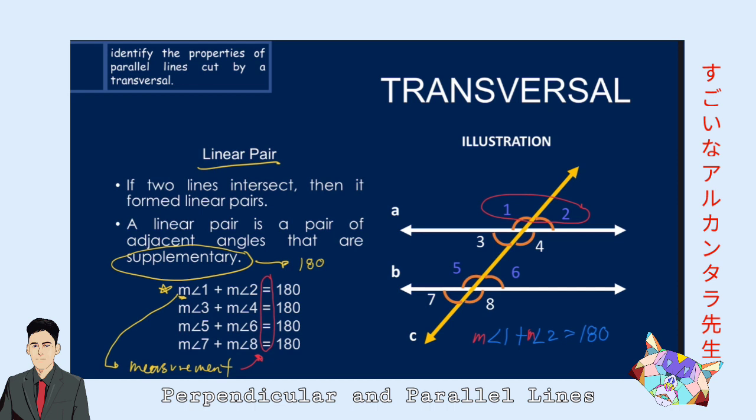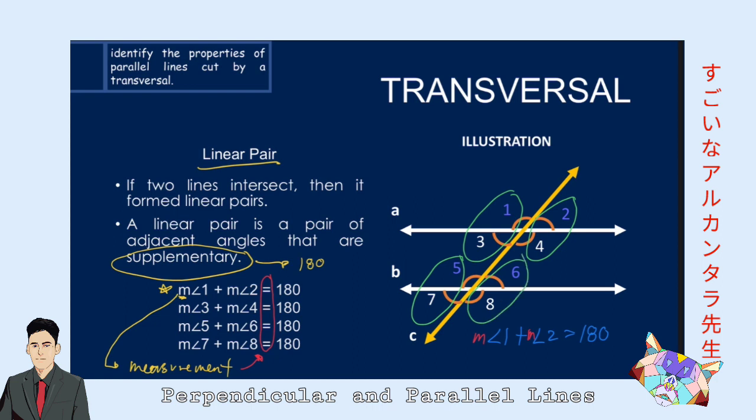Okay? So in this case, we can actually identify not just 4, but additional 4 more pairings. So we have angle 1 and angle 2 forming a linear pair, angle 3 and angle 4, angle 5 and 6, 7 and 8. But also we can have 1 and 3, 2 and 4, 5 and 7, 6 and 8.